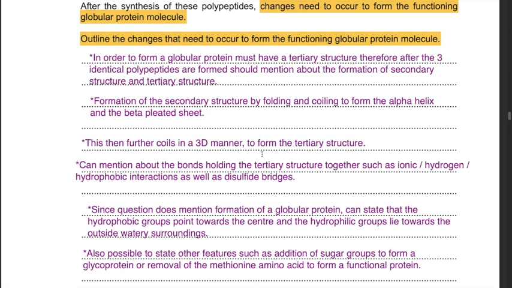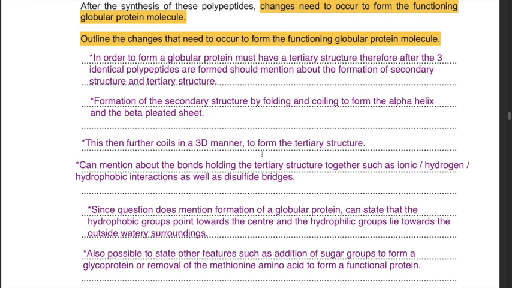What does hydrophobic mean? Hydrophobic means water hating. Hydrophilic means water loving. So the water hating groups would point towards the center, that is away from the watery surroundings, and the water loving groups would point towards the outside watery surroundings. Therefore, when you think about a globular protein, you should state that the hydrophobic groups point towards the center and the hydrophilic groups lie towards the outside watery surroundings.